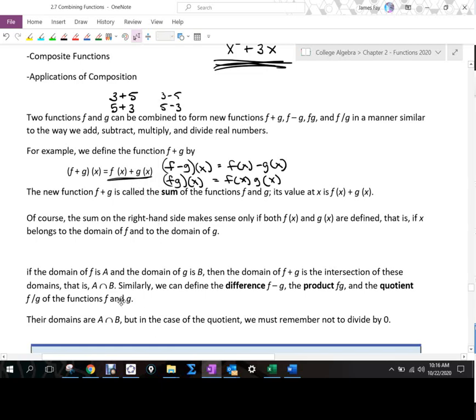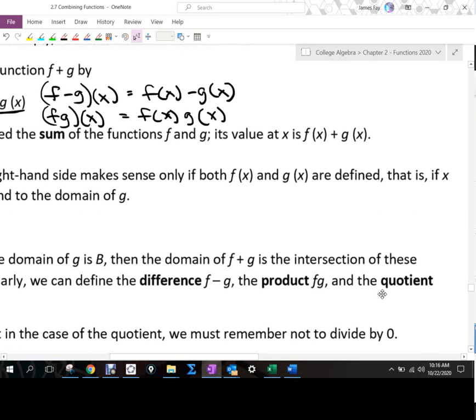So, what do I mean by that? Let's say f of x is equal to 1 over x minus 3, and let's say g of x is equal to x squared. And I don't care what operation I'm going to do. We can do subtraction, multiplication, division, addition. Doesn't matter to prove this point.